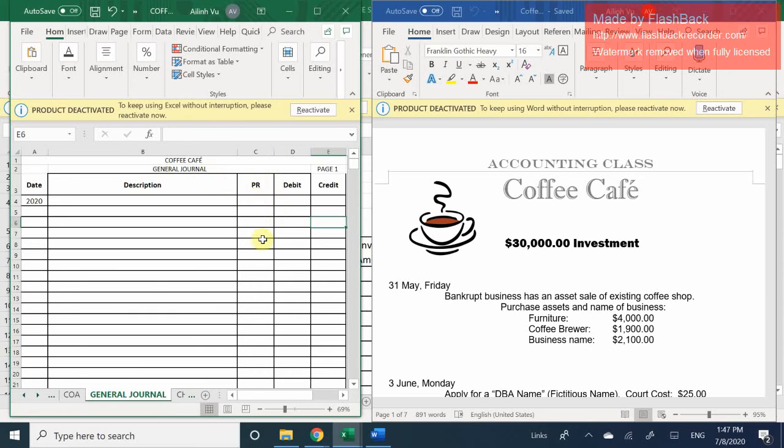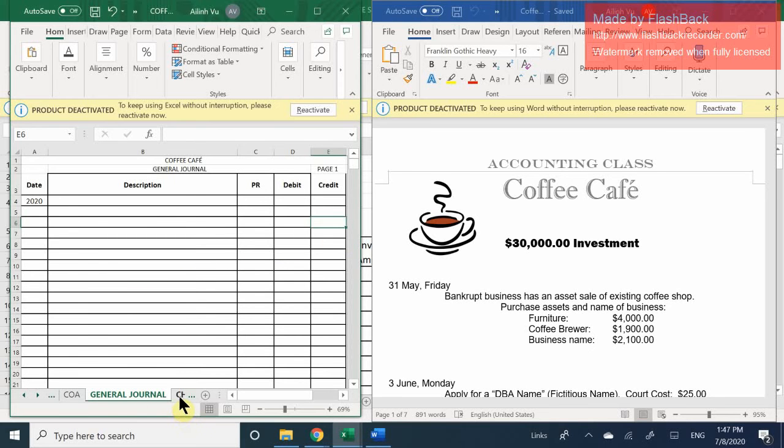Okay? PR is the post reference number. So this is where you type in your account numbers. Okay, so make sure when you do the account name that it matches the account number. And then this is where you're going to figure out, is it going to increase with a debit or is it going to increase with a credit? Okay, so this is where you have to think about what the flow of transaction is at hand and how to properly journalize it. And the number one rule is your debits must always match your credits. Okay.